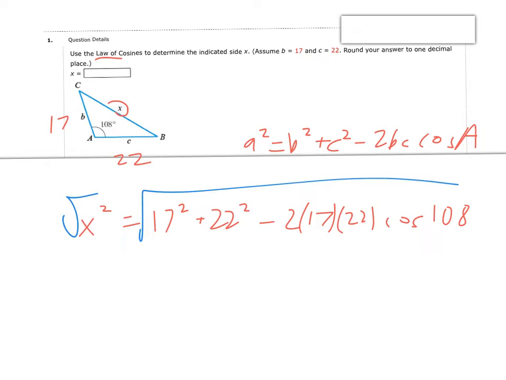So let me do that. We get the square root of 17 squared plus 22 squared minus 2 times 17 times 22 times cosine of 108. And this will give me 31.688, but they want one decimal place here, so I'm going to go 31.7.